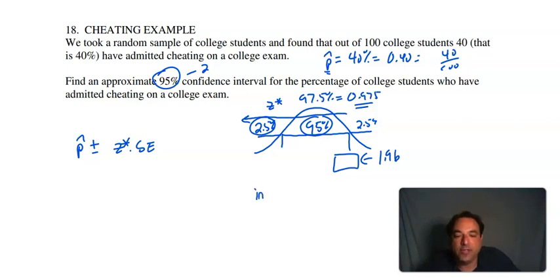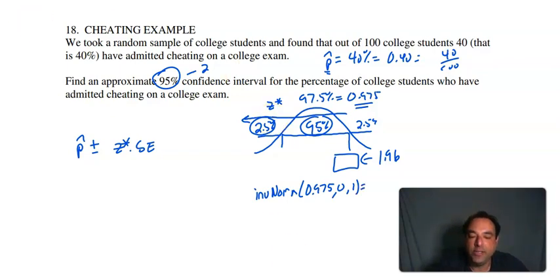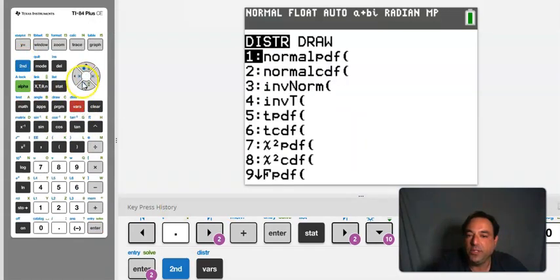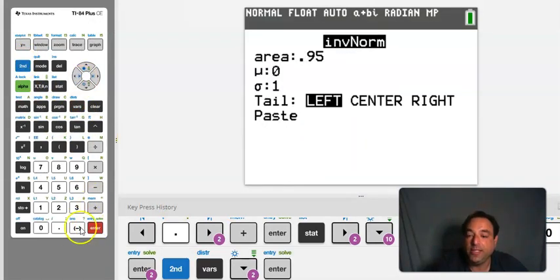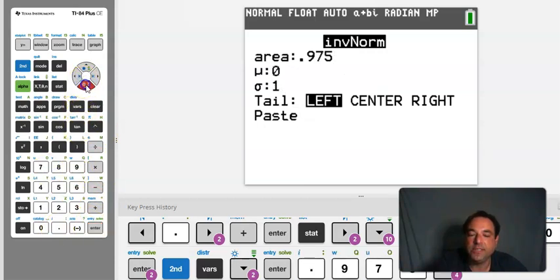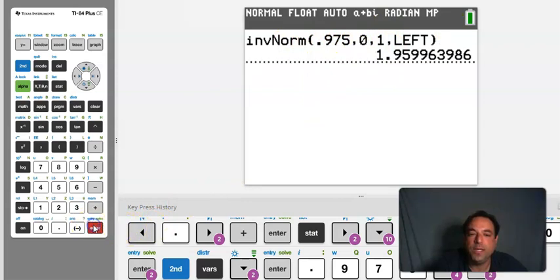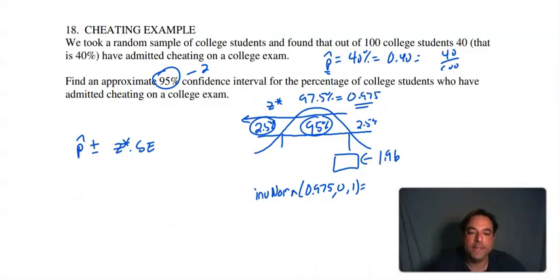Again, we can use that calculator, that inverse norm, which will ask us for the area to the left, which is 0.975, 0, 1. If we do that in the calculator, we do second vars number 3 inverse norm. The area to the left is 0.975. Mu is 0, standard deviation 1. Again, if your calculator looks like this, it's 0.975, 0, 1. Don't need the left part. And you get 1.96. Okay?